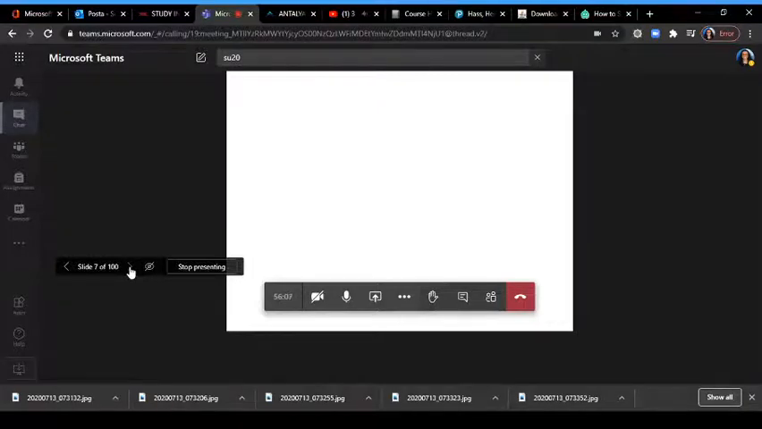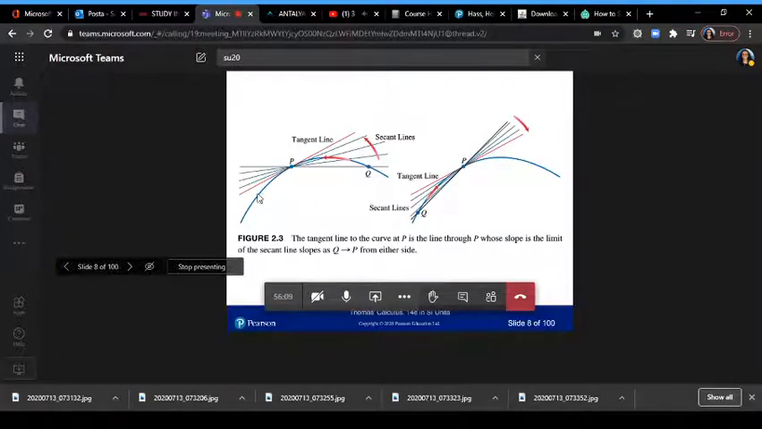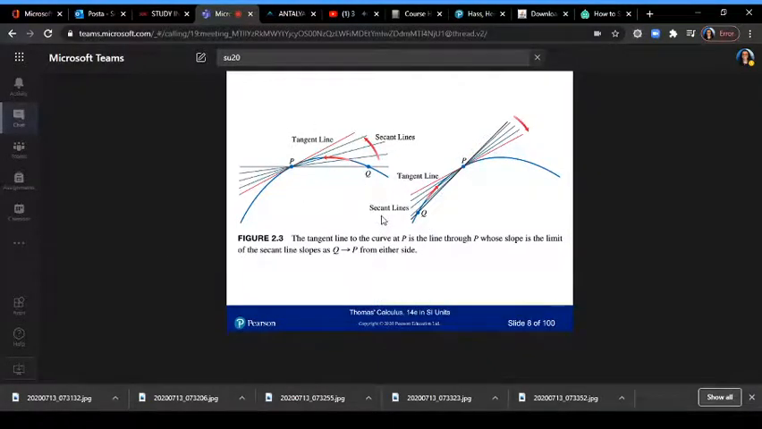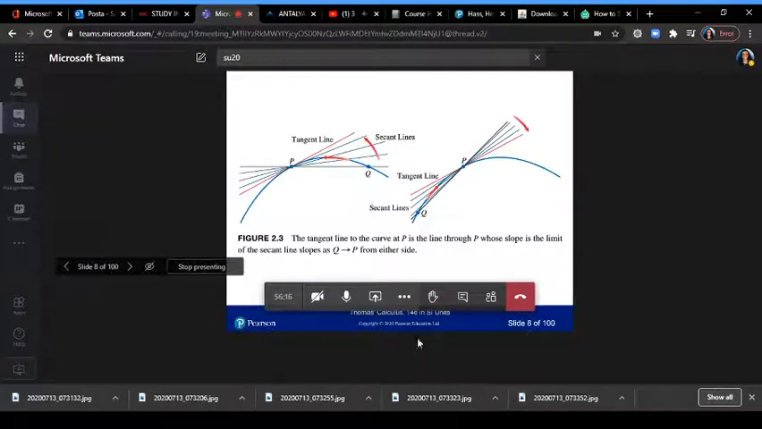Next page. Okay, so what should we understand? These pictures, these graphs, etc. are much better in Thomas's book, and you're gonna understand them a lot better.